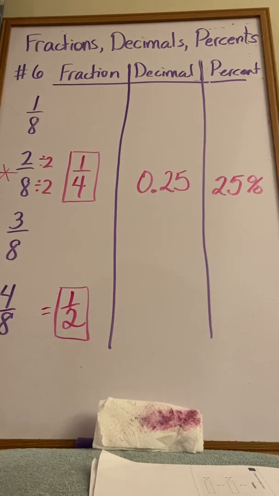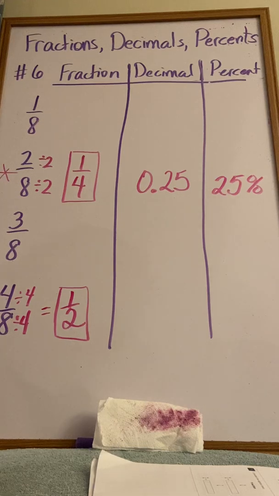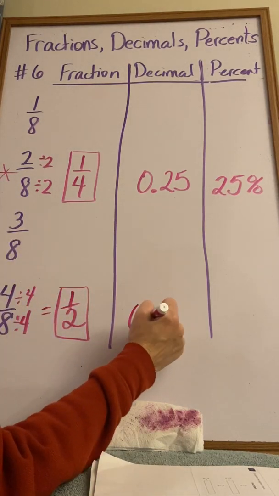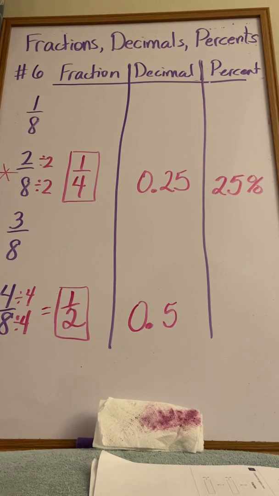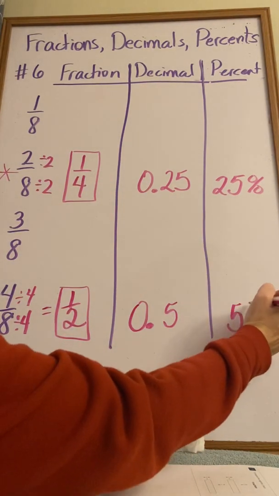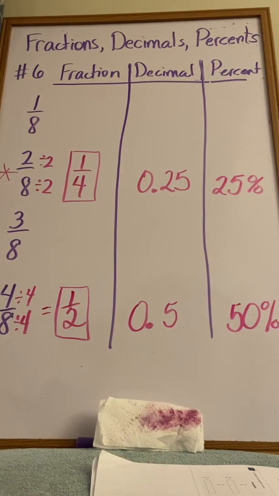If not, you could simplify it and you could say, what do they have in common? And they have a 4 in common. So we're going to divide a 4 out of both of those. 4 divided by 4 is 1. 8 divided by 4 is 2. Now half, we've talked about that one already. That is like 0.5 or 5/10 and 50%. There we go. Now let's look at the 1/8 and the 3/8.